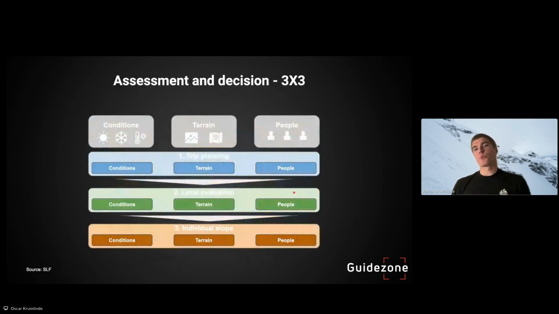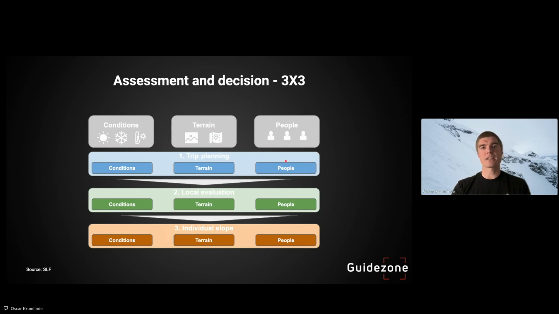So when planning a tour, it is very useful to follow a structure. Here I'm going to use a 3x3 framework, which is a very commonly used tool in the Alps, where we look at 3 different factors: condition, terrain, and people.